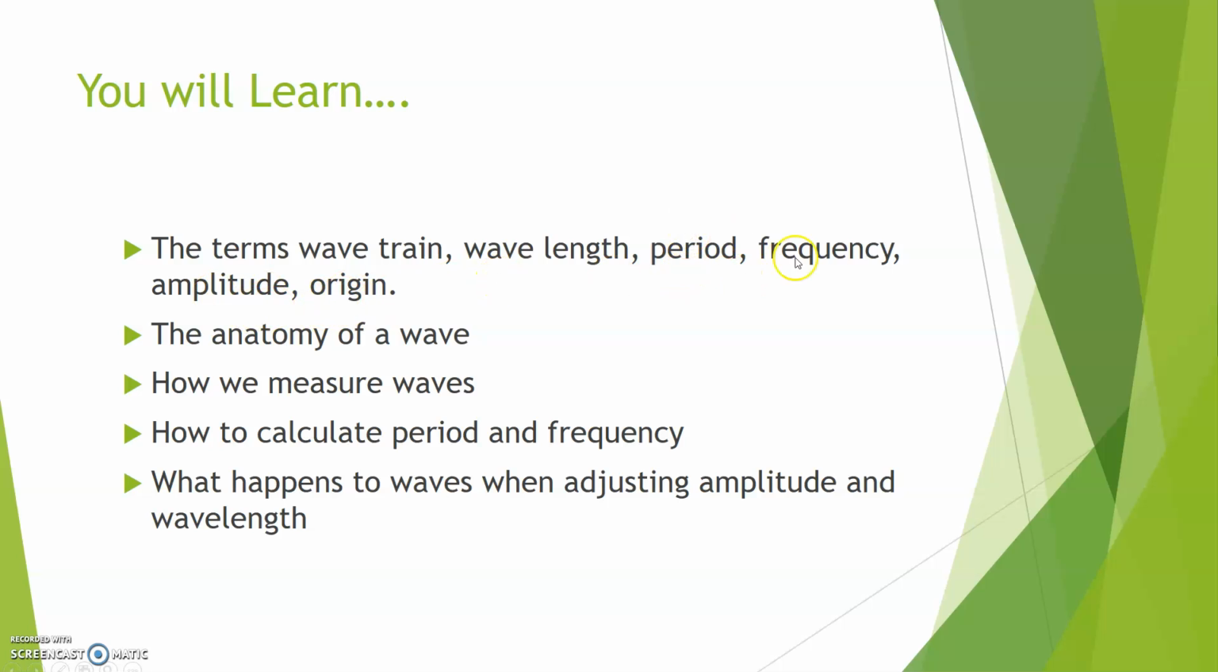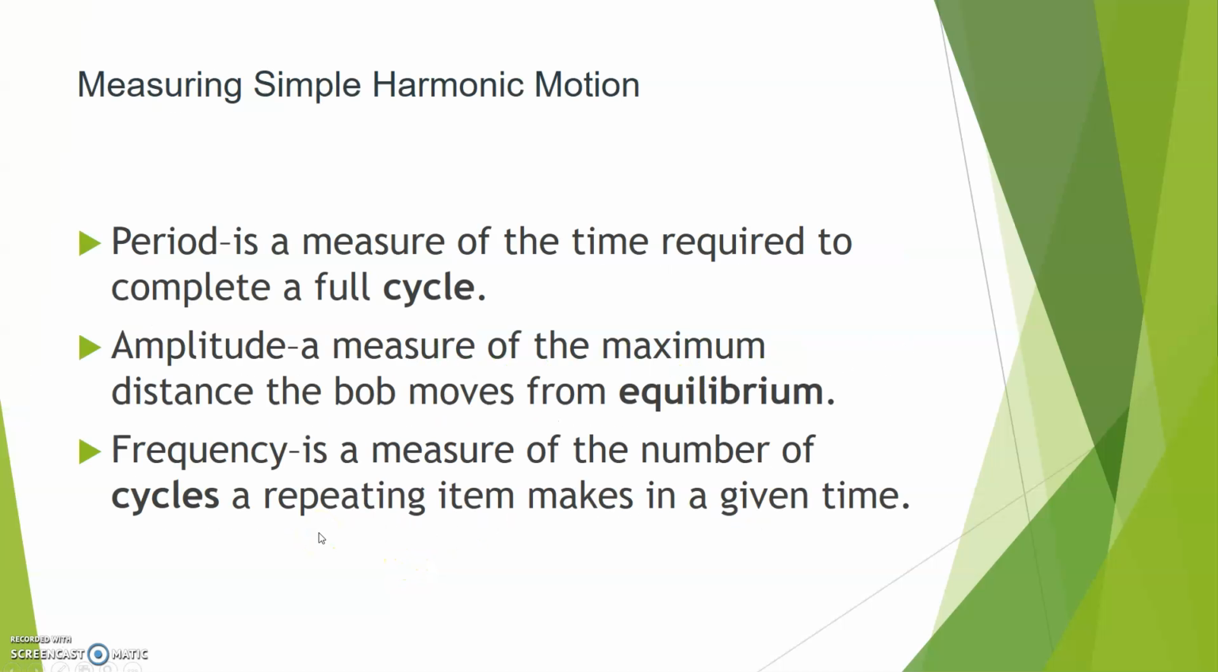Again, we're going to repeat a lot, like we've already talked about in previous classes and videos, period and frequencies, but we're also going to introduce new terms: wavelength, amplitude, origins, and wave trains. So we're going to look at the anatomy of a wave, how we measure waves, calculating periods and frequency, which we've already done, and what happens when you're adjusting amplitude and wavelengths.